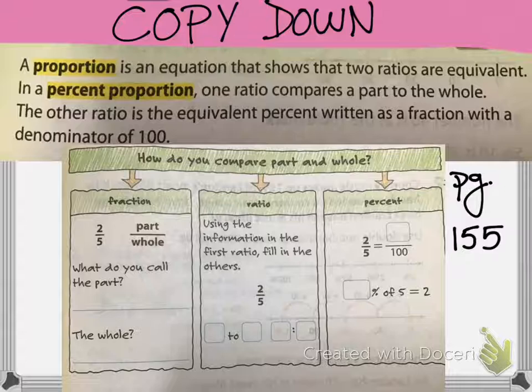Here's what we know. A proportion is an equation that shows that two ratios are equivalent. So just like in chapter 1, everything is basically about ratios. That's what everything comes down to. In a percent proportion, one ratio compares a part to the whole. The other ratio is the equivalent percent written as a fraction with a denominator of 100. That's because percent is always over 100.